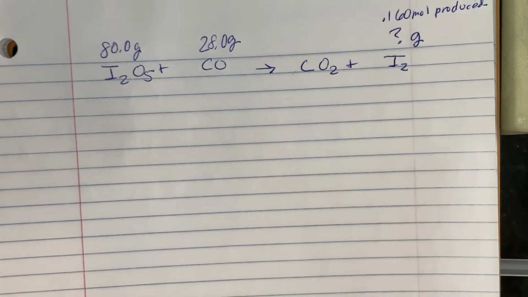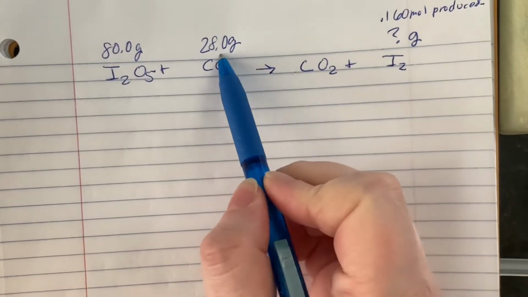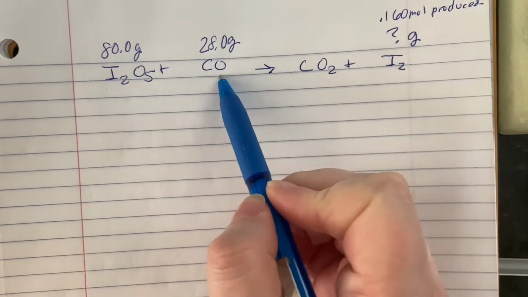All right, we're going to do our next limiting reactant problem. We have diiodine pentoxide plus carbon monoxide yields carbon dioxide and iodine, probably a liquid if it's room temperature. They give us that there's 80.0 grams of I2O5 and 28.0 grams of carbon monoxide.